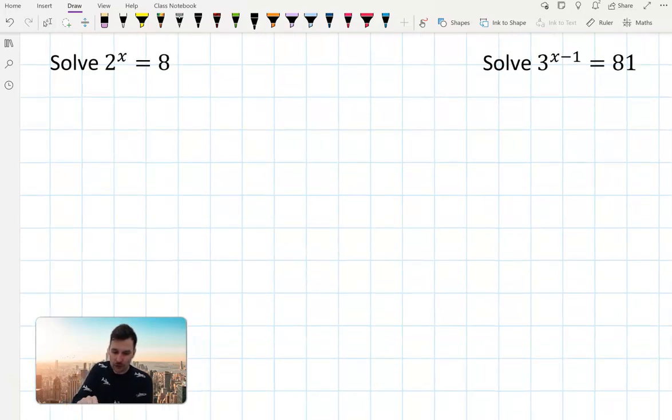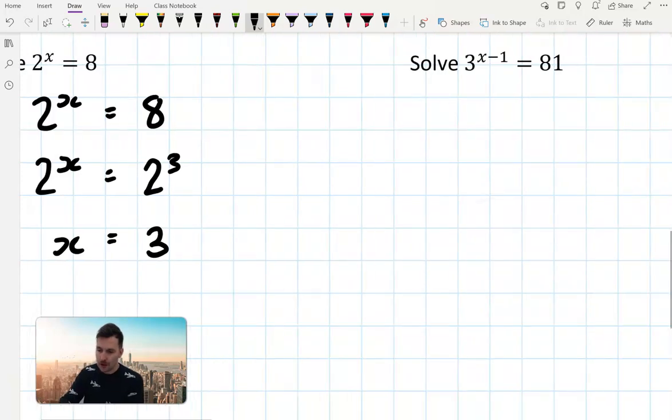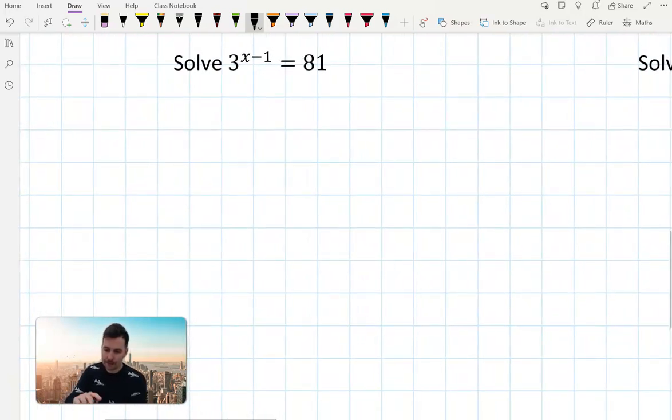We've got 2 to the power x is equal to 8. Now, our next line of working out has got to be, well, let's rewrite that 8 as 2 to the power something, which of course will be 2 to the power 3. And then we can say that if 2 to the power something equals 2 to the power 3, then the value of that something, our x variable, has got to be 3. Moving on to something a little bit different.